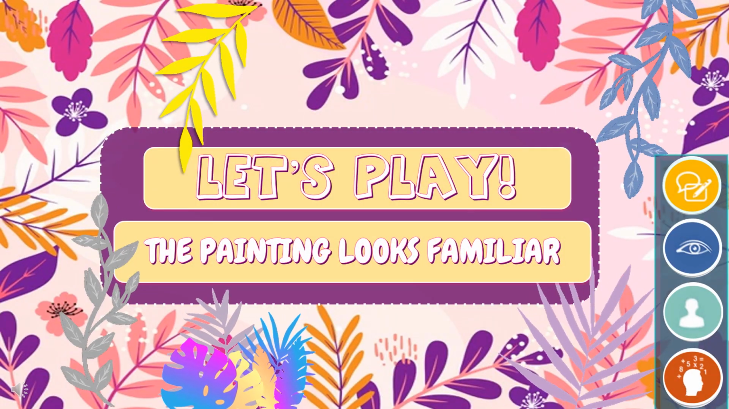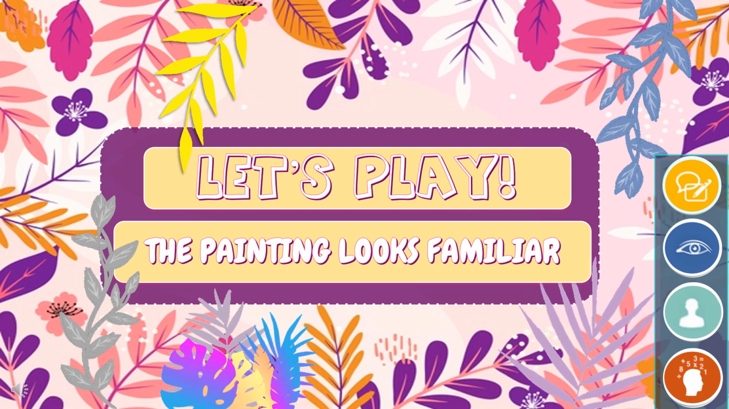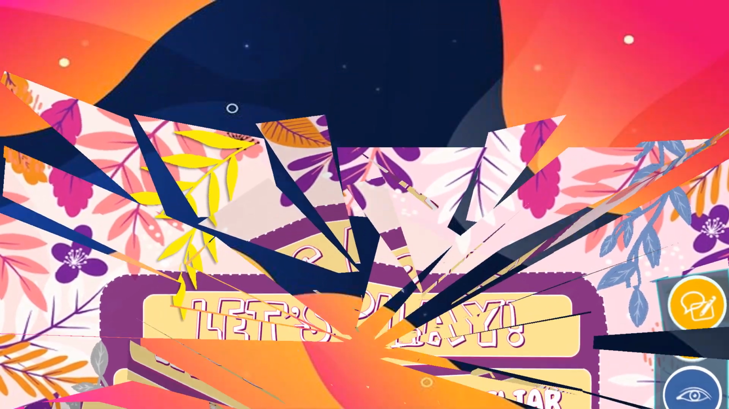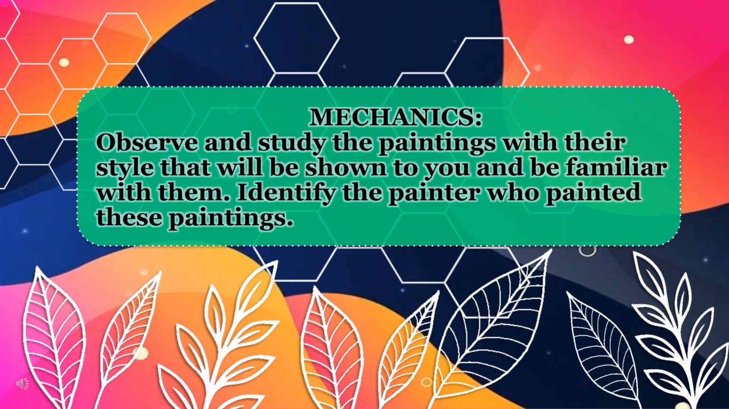Let's play. The painting looks familiar. Mechanics. Observe and study the paintings with their style that will be shown to you and be familiar with them. Identify the painter who painted these paintings.